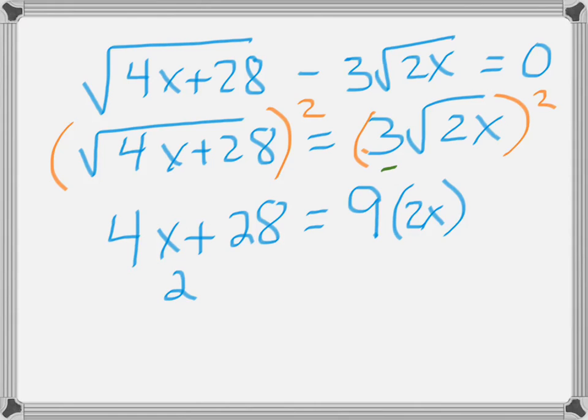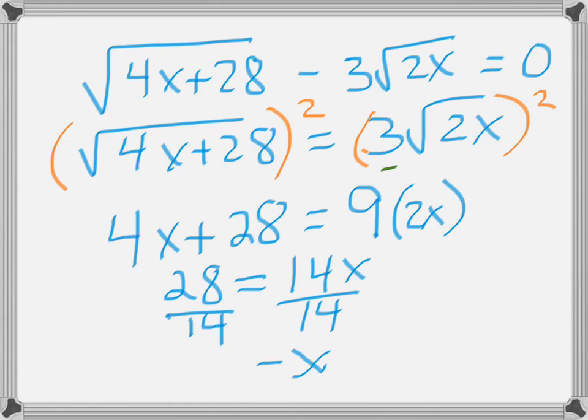Now what we're going to do is get our x's on one side of the equation. So we're going to have 28 on the left. Subtracting 4x from 18x is going to give us 14x. And then we divide by 14 on each side, giving us an answer of x is equal to 2.